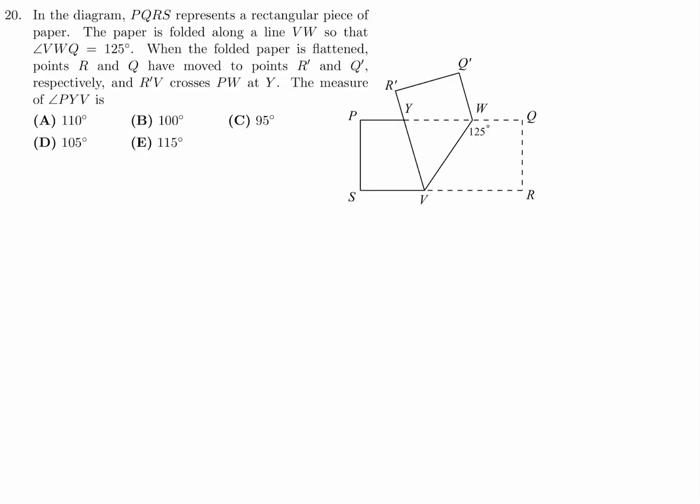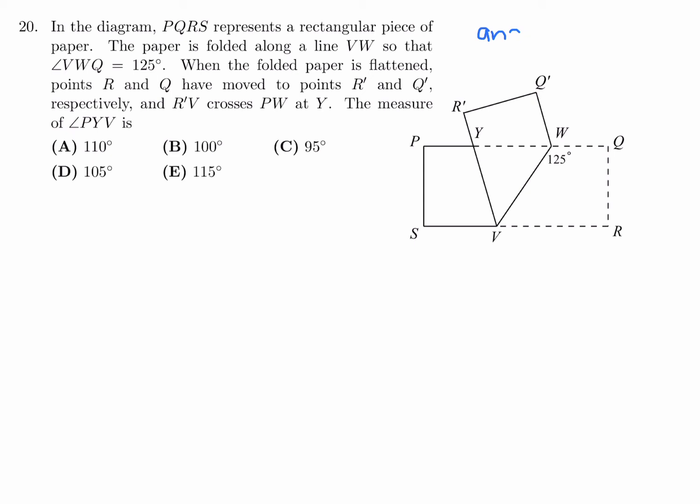In the diagram, PQRS represents a rectangular piece of paper. The paper is folded along a line VW so that angle VWQ is 125 degrees. When the folded paper is flattened, points R and Q have moved to points R prime and Q prime respectively. R prime V crosses PW at Y, the measure of angle PYV is.